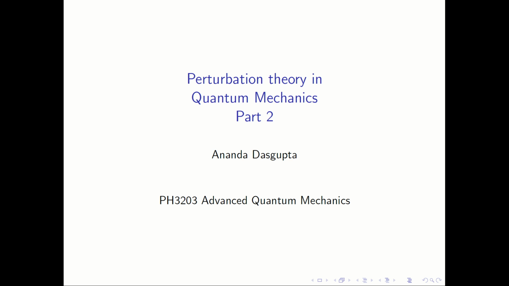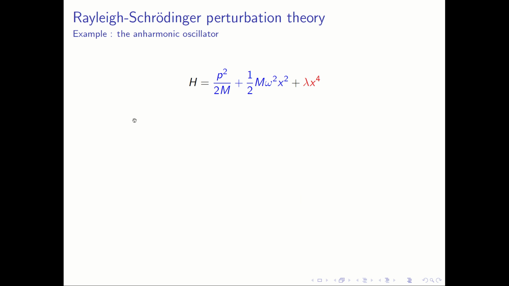Today, first we will apply those results to a particular specific system and see how those results translate for this particular calculation. So the system we have in mind for that is the anharmonic oscillator. The quartic oscillator, to be precise.